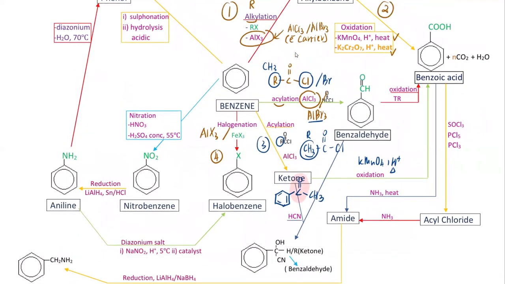Besides that, you can also do nitration. Nitration requires nitric acid and concentrated sulfuric acid. These two must be concentrated, and the reaction must be at 55 degrees Celsius.